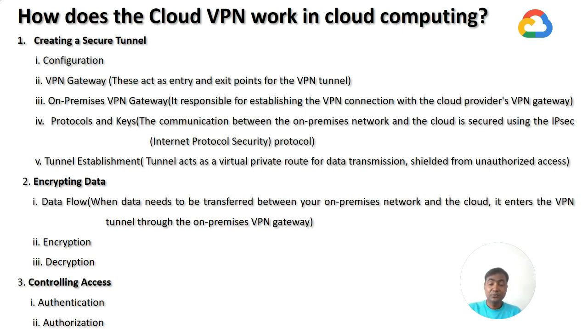Now, encrypting the data flow. When data needs to be transferred between your on-premises network and the cloud, it enters the VPN tunnel through the on-premises VPN gateway. Then encryption: as the data passes through the tunnel, it is automatically encrypted using the established key. This ensures that even if intercepted on the public internet, the data remains unreadable to anyone without the corresponding decryption key.